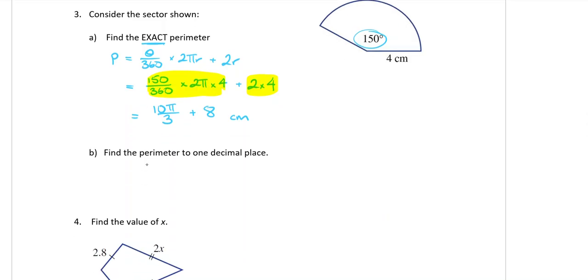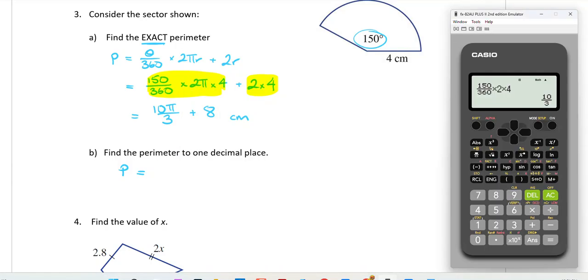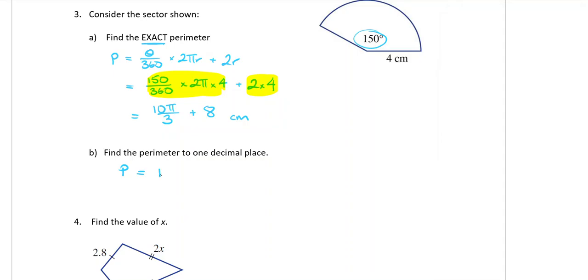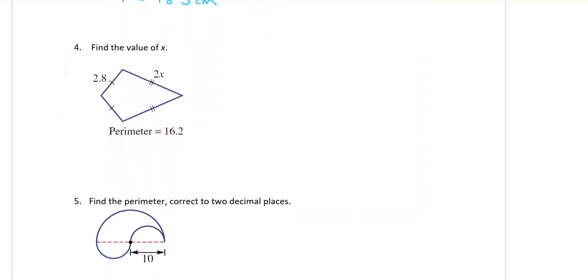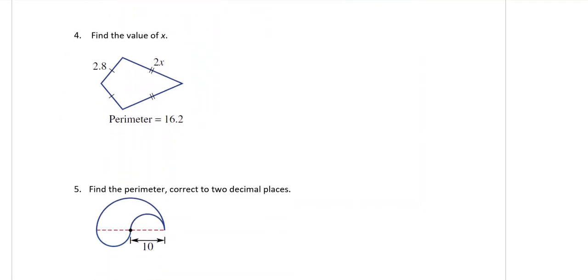So now we just need to type that whole thing into our calculator. So we have 10 pi over 3 plus 8. So 18.5 centimetres. Question 4. Find the value of x.